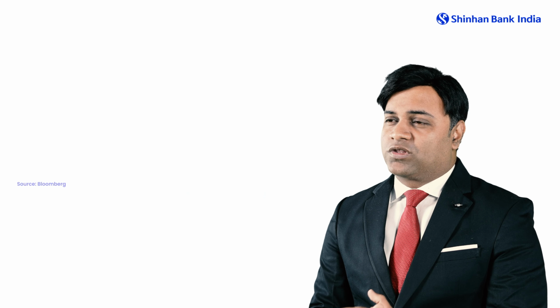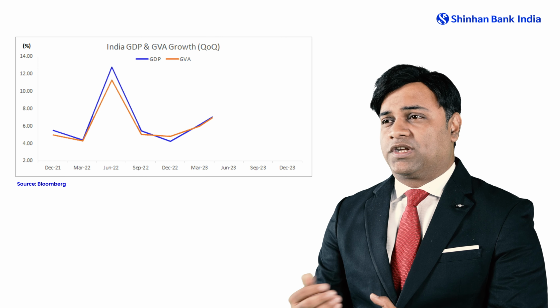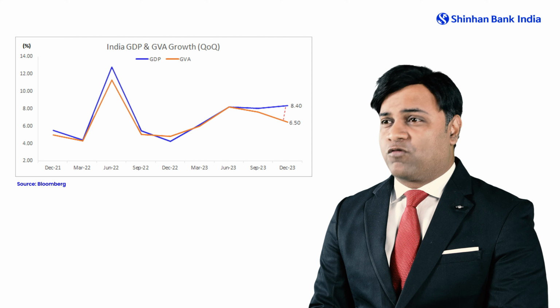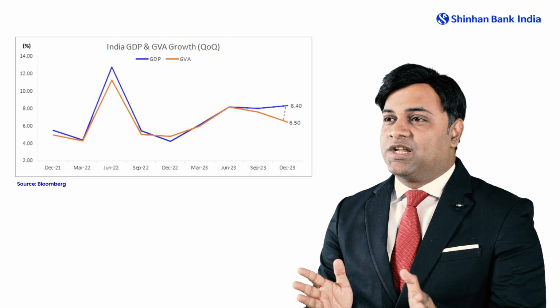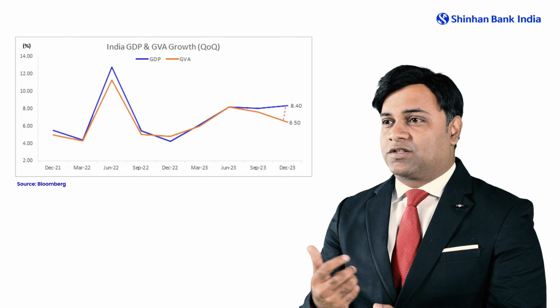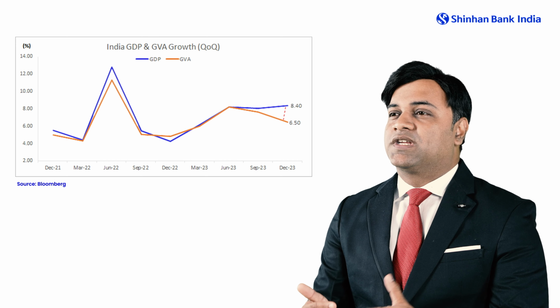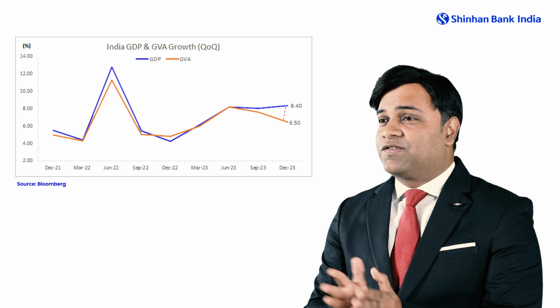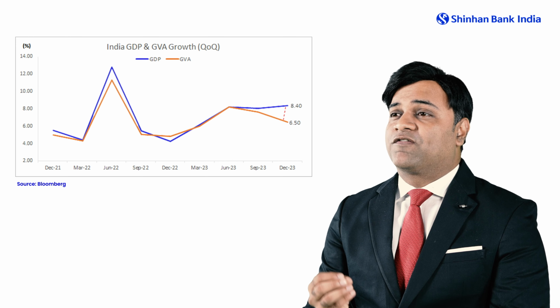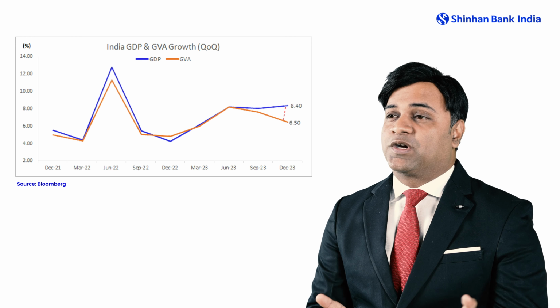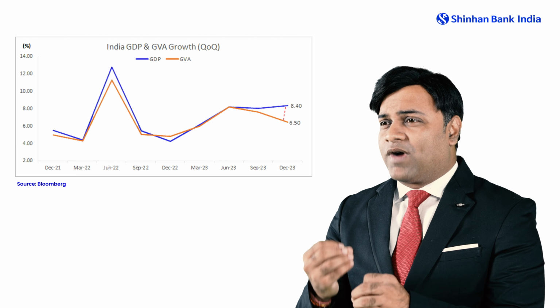If we talk about the growth numbers, the growth number for Q3 24 came in at around 8.4%. But there is one thing to understand here, which is GVA and GDP. These are two different things. GVA is the gross value added, which excludes the indirect taxes and subsidies. Once we exclude these two components, the GVA number comes at 6.5%, which is still lower as compared to the last number. Now, why is this important?